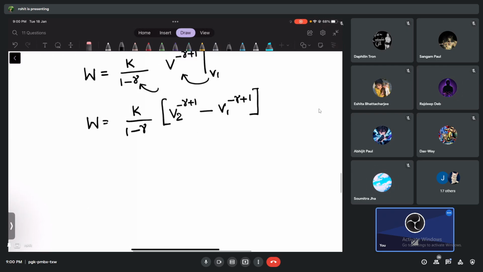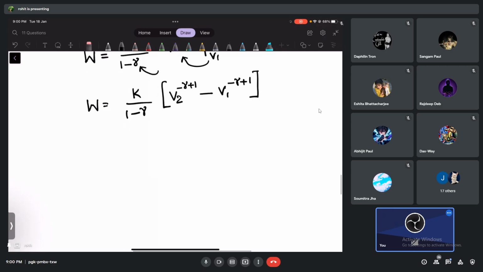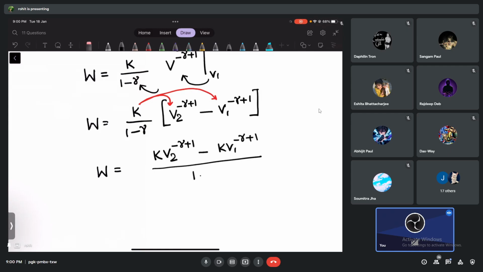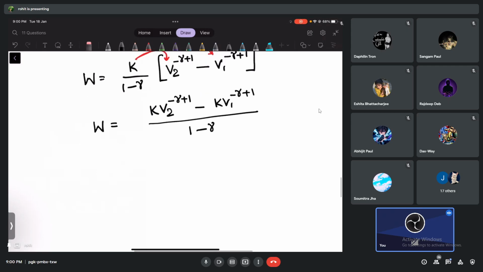Not a problem. Now there are a few more steps left. Not very difficult, easy steps. Multiply this k with v2, multiply this k with v1 inside. So help me out. What do I write? K times of v2 minus gamma plus 1 minus k times of v1 minus gamma plus 1, divided by 1 minus gamma. Okay, so this step, everybody, I think is clear.